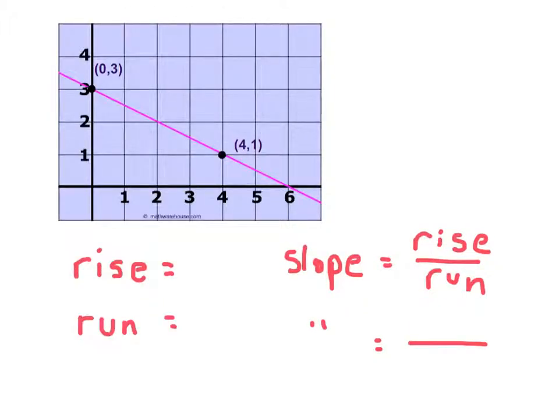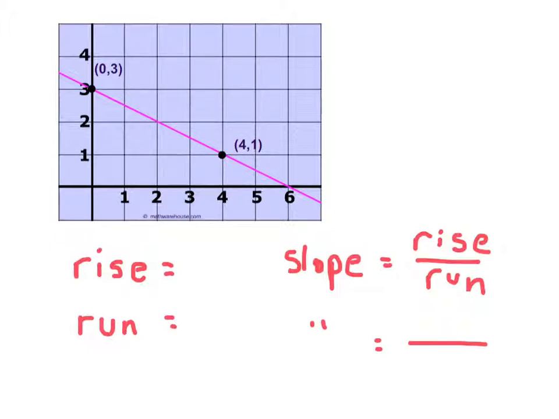Alright, let's calculate the slope for this line. There are 2 points marked for us. We have the point x equals 0, y equals 3, and the point x equals 4, y equals 1. You can pause your video if you like, and then restart it to see how you did.